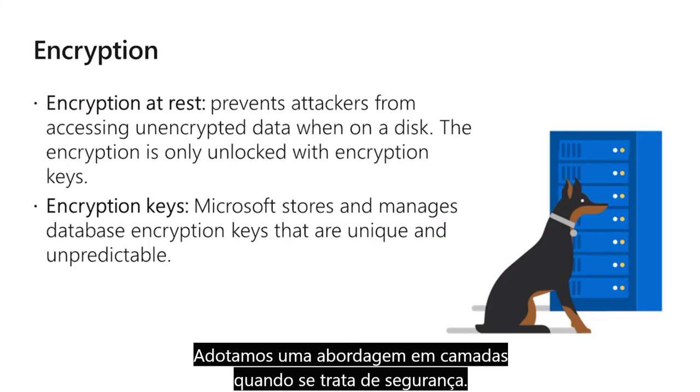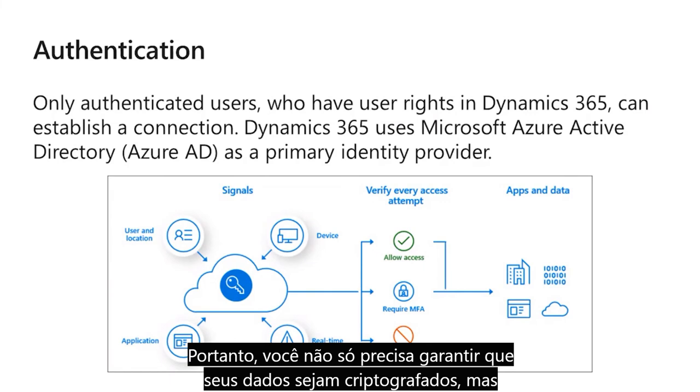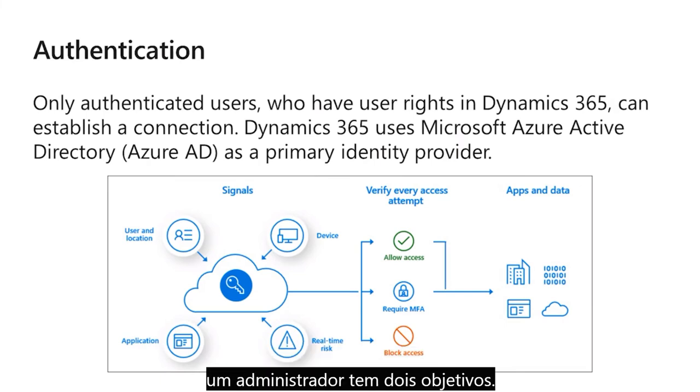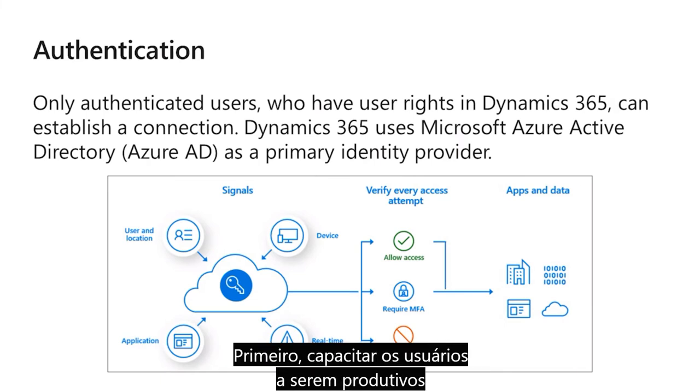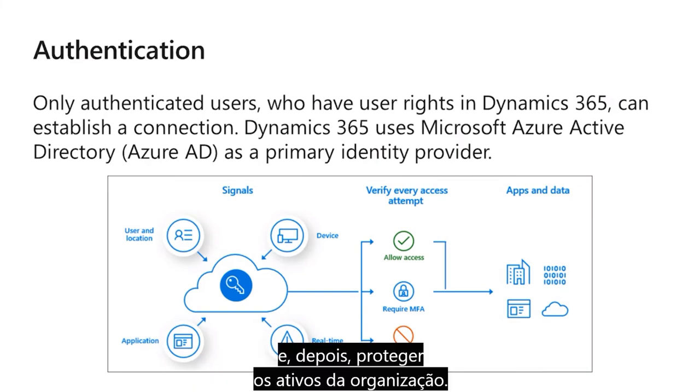And we take a layered approach when it comes to security. So not only do you need to make sure your data is encrypted, but you're also making sure that the right people have access to it. So when we think about an administrator's goal, an administrator really has two goals. One, to empower the users to be productive wherever they are or whenever, and then to protect the organization's assets. And this can be achieved both with authentication.